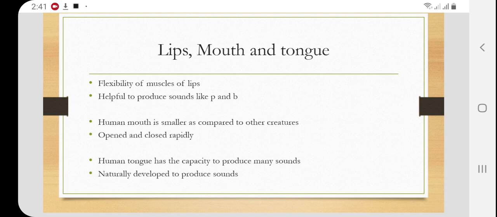Let's talk about the human tongue. It has the capacity to produce many sounds. Definitely, without the tongue we cannot produce any sound. The tongue is the basic tool to produce sound. Sound here means the words, the sentences, the language, the speech production. So our tongue is naturally developed in a way that it produces sounds.